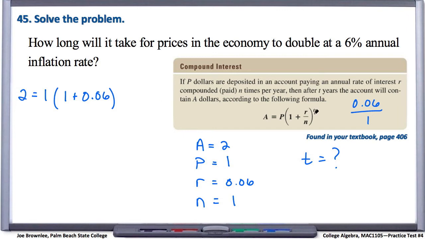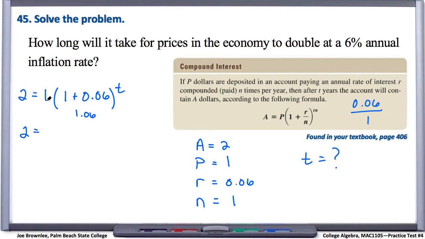All right, to the T times N. Well, again, N is 1, so we can exclude it from this part of the formula, and we're only going to include T, right? T is what we're actually solving for. So let's see what happens here. Well, we have 2 equals 1 times this quantity. Well, inside the parentheses, we have 1 plus 0.06, so that's going to become 1.06.